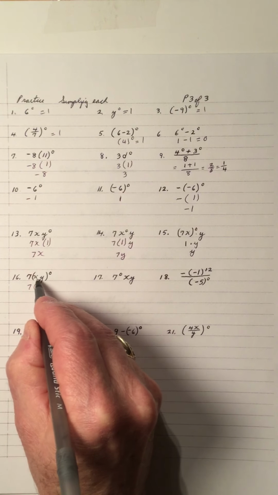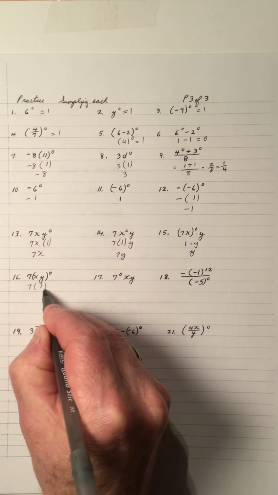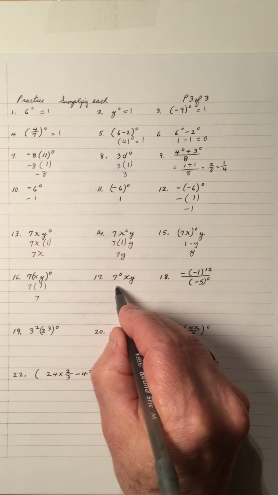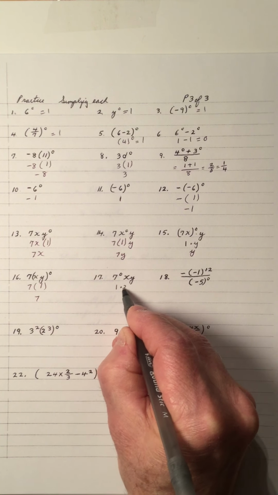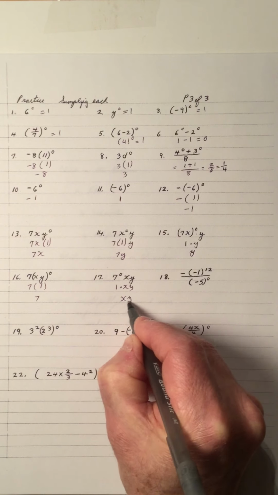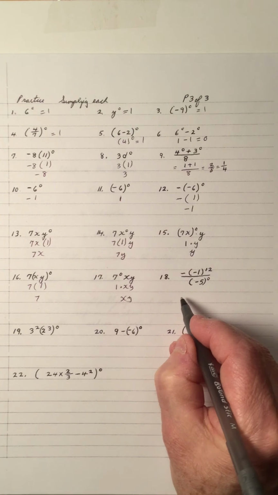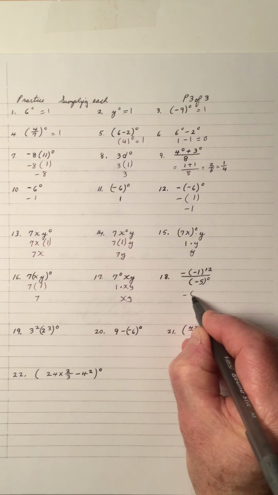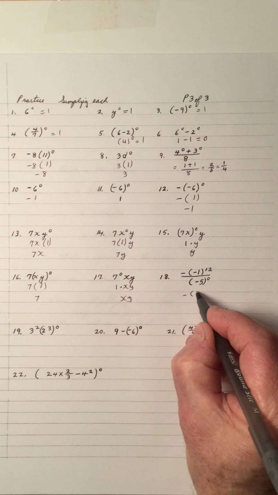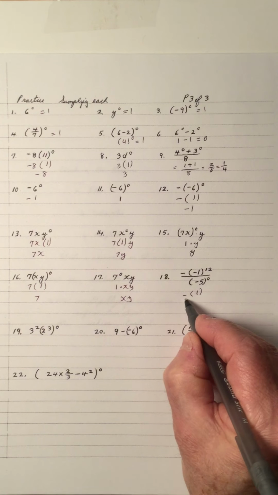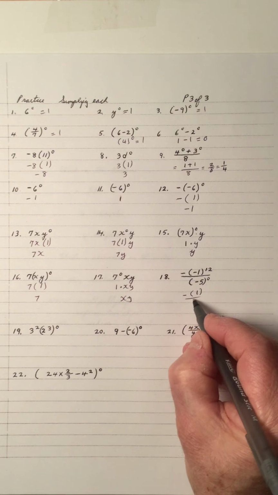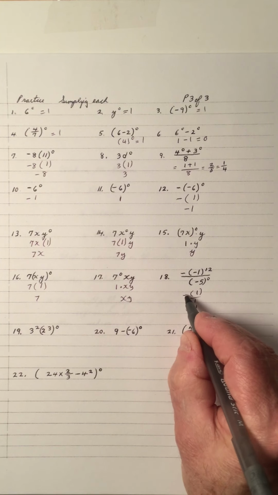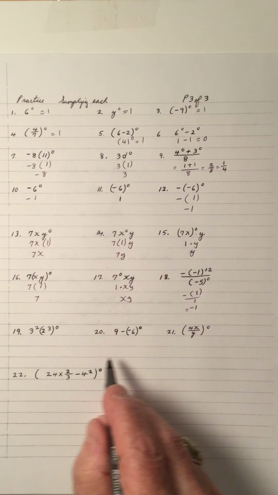7, bracket, xy to the 0 power is 1, so that's a 7. Notice the 7 is to the 0, so that's a 1 and xy, so it's just xy. And 18, I have to do the powers first. I have a negative of. Negative 1 to an even power is 1. And negative 5 to the 0 power is a 1. So I get 1 over 1 is 1. Negative divided by positive is negative.